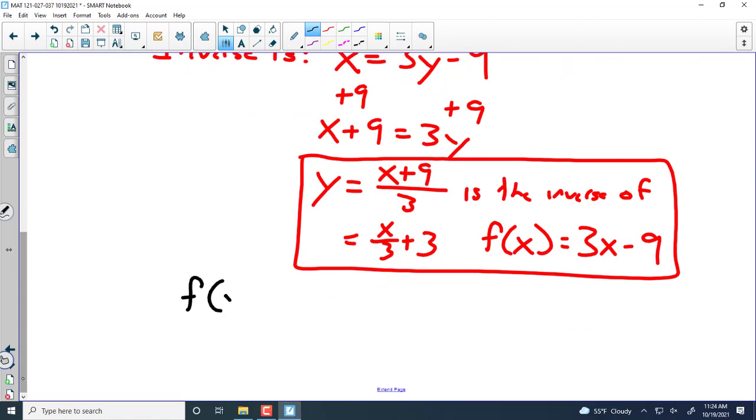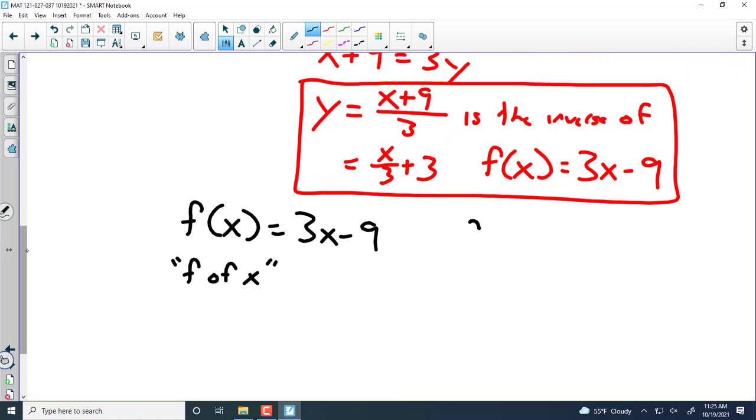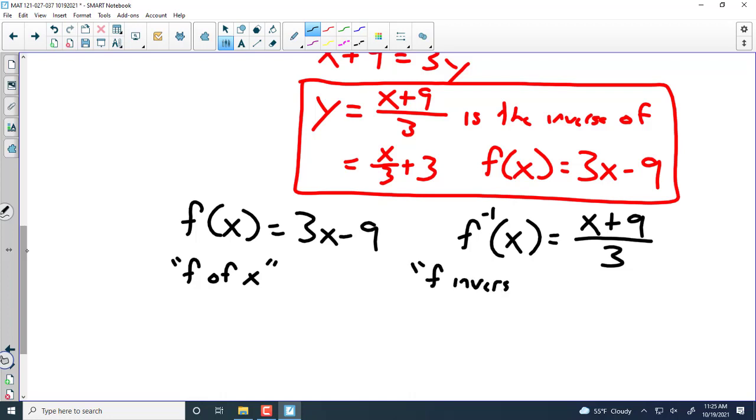F of x equals 3x minus 9. And as we know, we pronounce that f of x. And here's what we're going to do. What it looks like I've done, everyone, just so you know, is it looks like I wrote f of x, but it looks like I put a power of -1 on the f. It looks like an exponent of -1 on the f. And this is read aloud as f inverse of x.